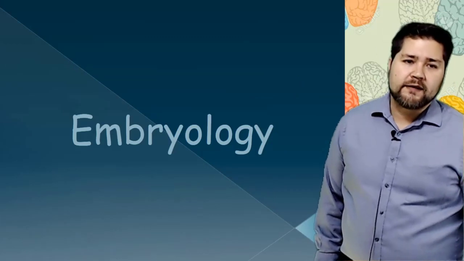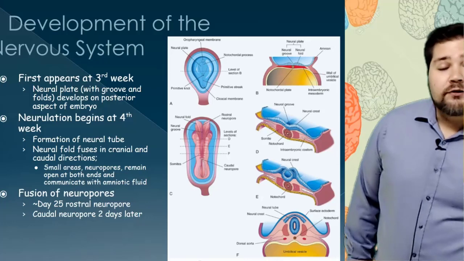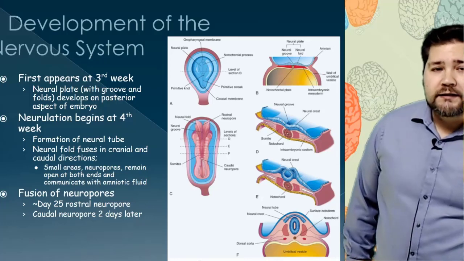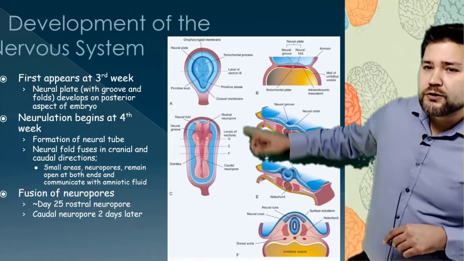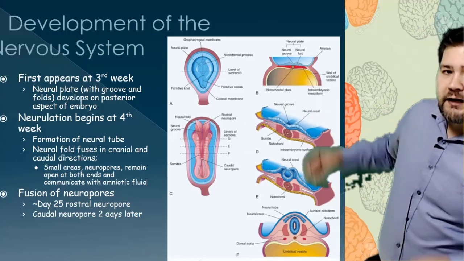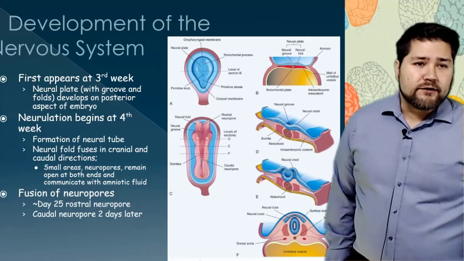So let's go ahead and start with embryology. Now, embryology for the nervous system starts in the 3rd week with the development of the neural plate. This is specialized ectodermal tissue that you'll see arising over the notochord, which you can kind of see right here, little dot under the neural plate. Now, the neural plate consists of neural grooves and neural folds.